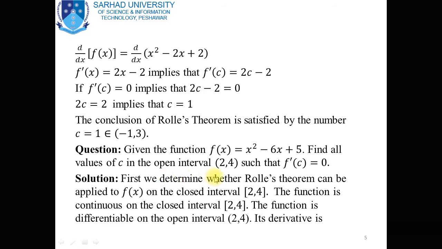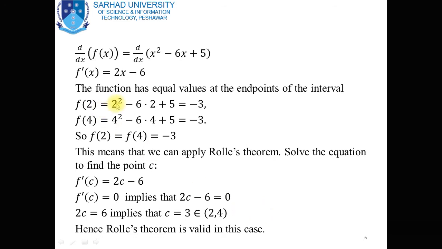First we determine whether the Rolle theorem can be applied to this function f of x on the closed interval from 2 to 4. The function is continuous on the closed interval, and the function is differentiable on the open interval 2, 4, and its derivative will be equal to 0. So first of all, taking the derivative of the function, which is equal to 2x minus 6. Now the function has equal values at the end points of the interval. The end points of the interval are 2 and 4.